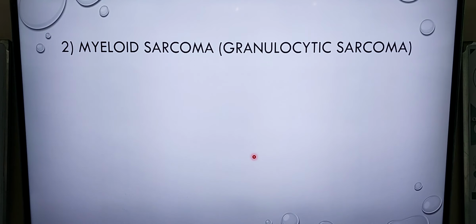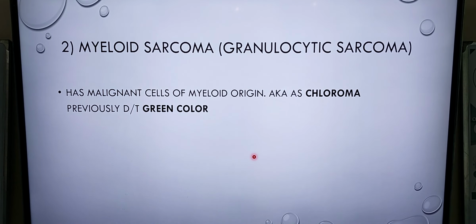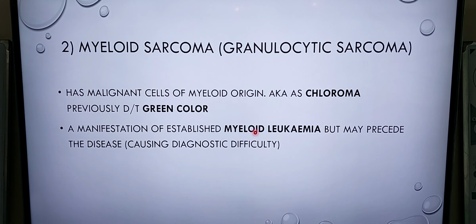The second childhood tumor is myeloid sarcoma. We know there are two blood lineages, lymphoid lineage and myeloid lineage. So ये myeloid lineage में कहीं पे rise करता है. Has malignant cells of myeloid origin, it was also known as chloroma previously because it has a green color. It is a manifestation of established myeloid leukemia, but it may precede the systemic disease.